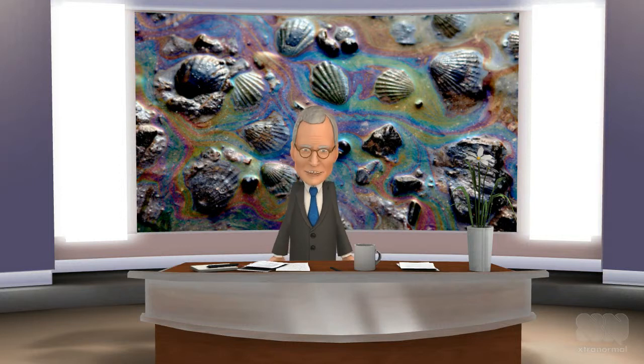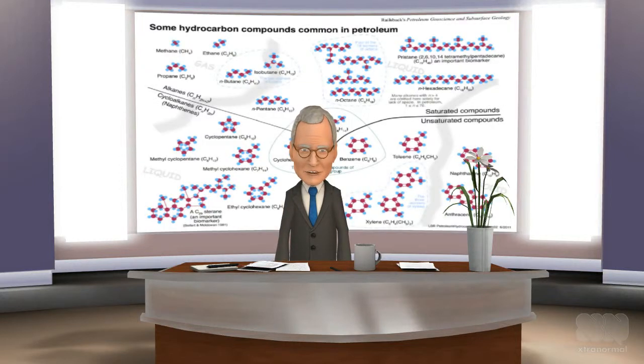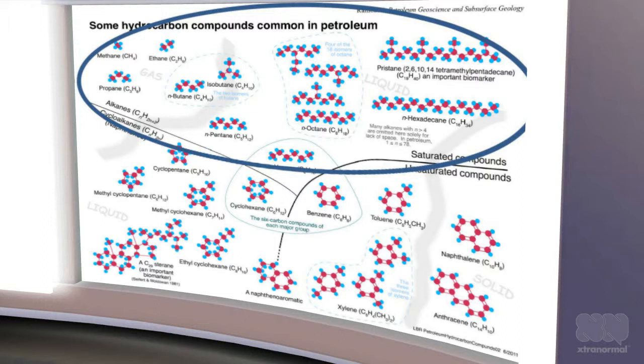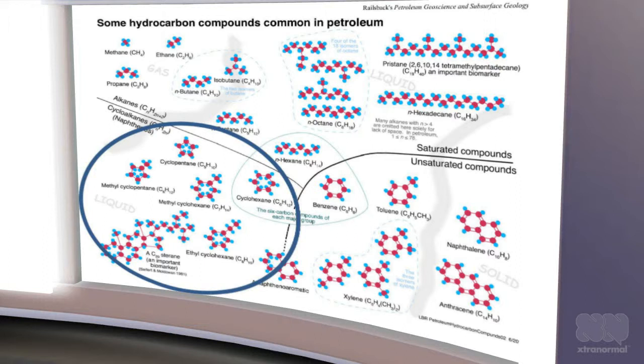So first, what exactly is crude oil? The picture on the screen behind me shows the main constituents of crude oil, or petroleum. All of these organic compounds consist exclusively of carbon and hydrogen, and hence are called hydrocarbons. These are saturated hydrocarbons, and include alkanes like methane, propane and butane, but also longer alkanes such as pristane and hexadecane. Other saturated compounds contain rings of carbon in their structure and are called cycloalkanes.